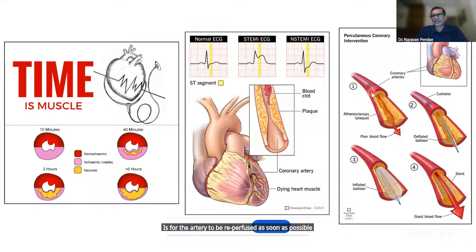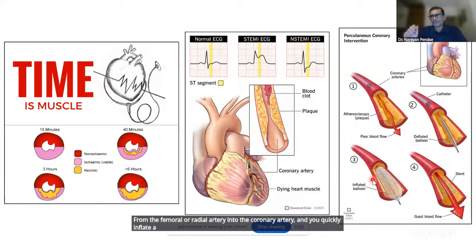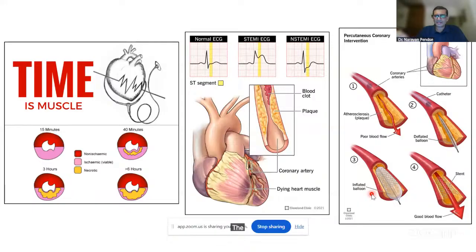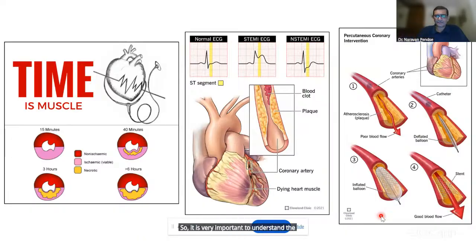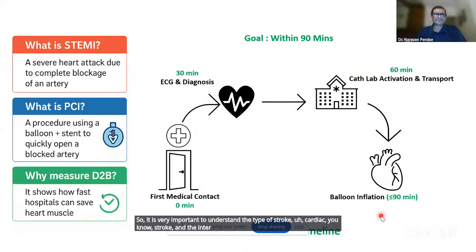So you pass a catheter from the femoral or radial artery into the coronary artery, and you quickly inflate a balloon there. Then maybe you need to place a stent or not, depending on the specifics of that case. The balloon opens up the artery and the flow gets re-established. Thus, the heart muscle distal to this block starts getting blood and starts working normally as it was before the block had happened. So it is very important to understand the type of cardiac event and the intervention accordingly.